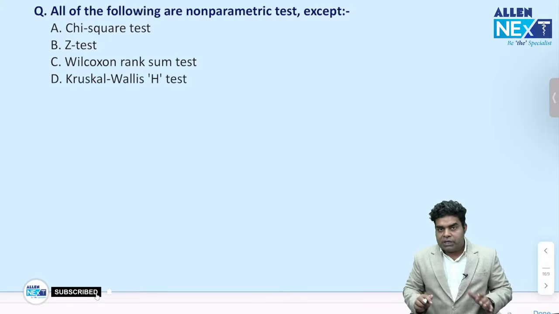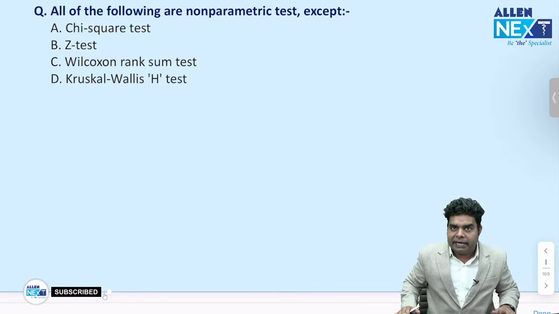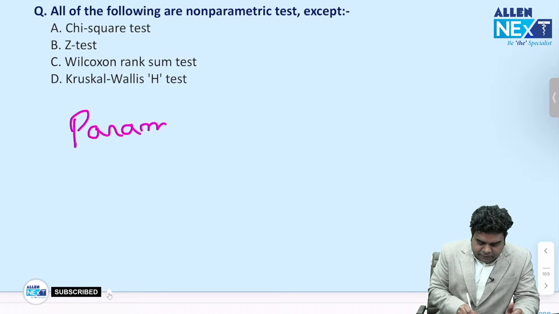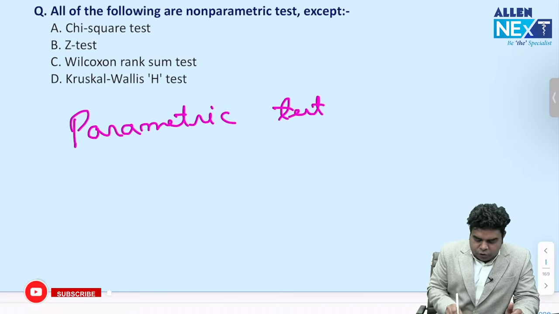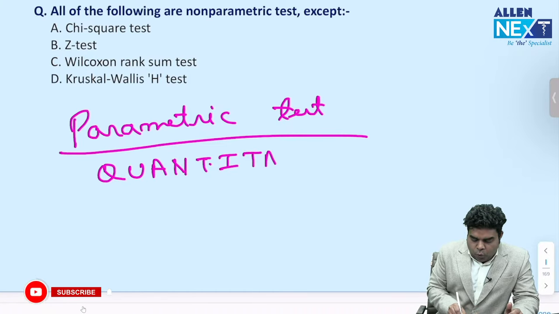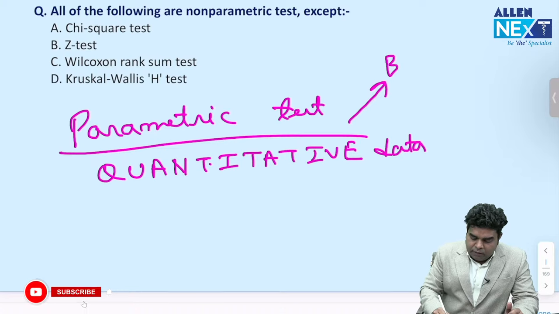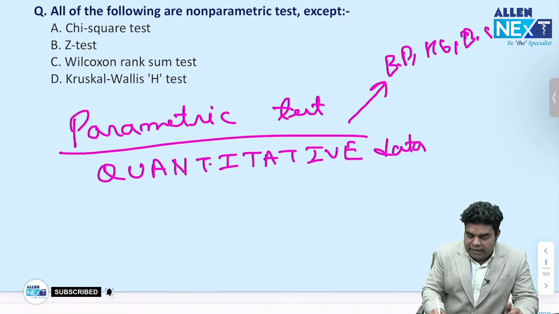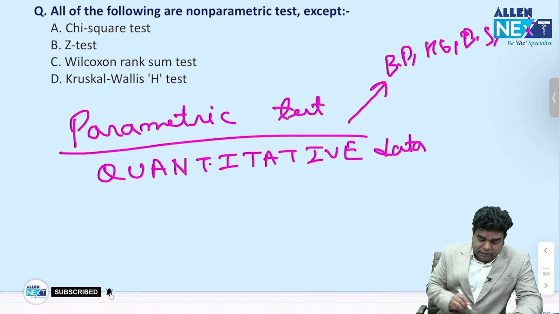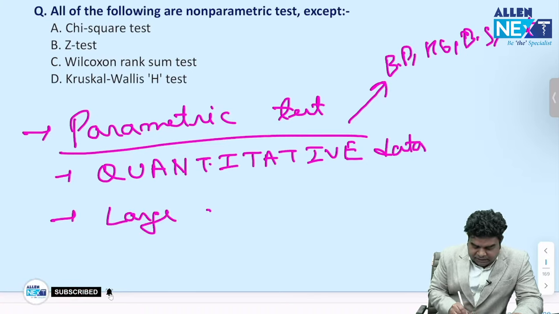Now coming on to one question which many students feel feared of, that is parametric and non-parametric test. So my dear friend, under parametric test, we have those tests which are used for quantitative data. Quantitative data is something which we can measure. Like we can measure the BP, we can measure hemoglobin, blood sugar, weight, height. So these are all quantitative data. Now, in this quantitative data part, we apply parametric test if data have large sample size.